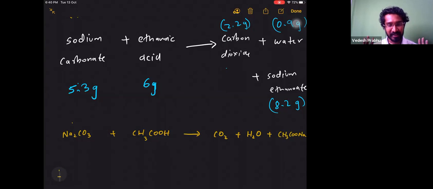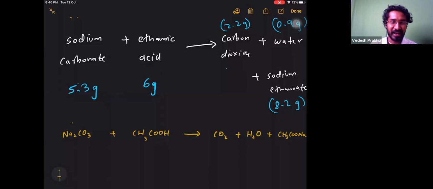Another name for ethanoic acid is acetic acid itself. If you take ethanoic acid at 8% volume by volume, then you call it acetic acid. Another common name you should be aware of is vinegar. Vinegar, acetic acid, ethanoic acid, everything is the same. Just a few more terms.